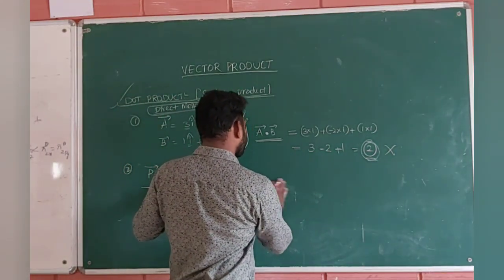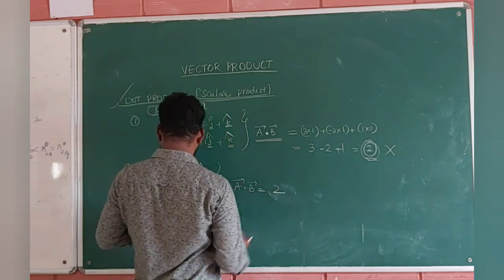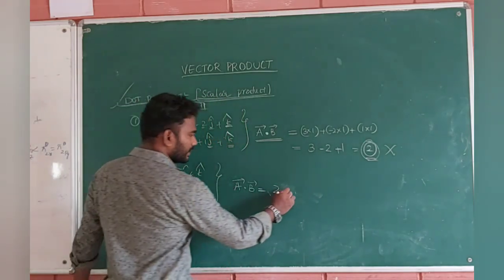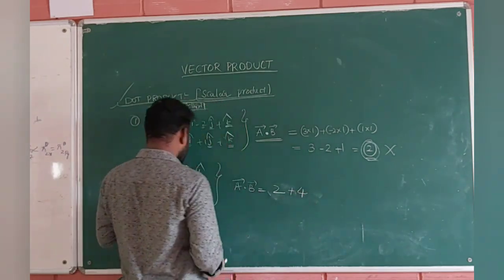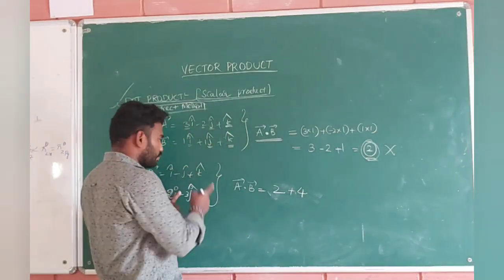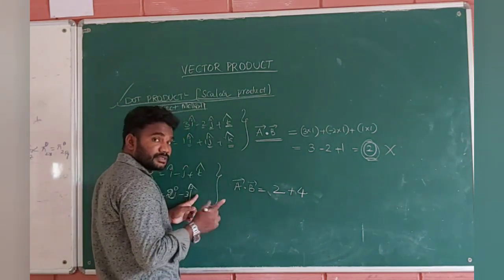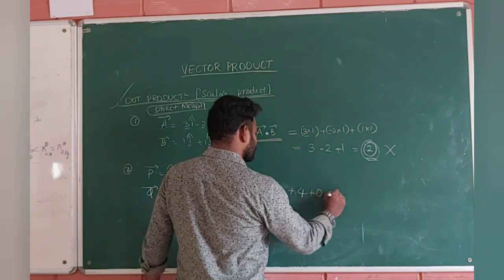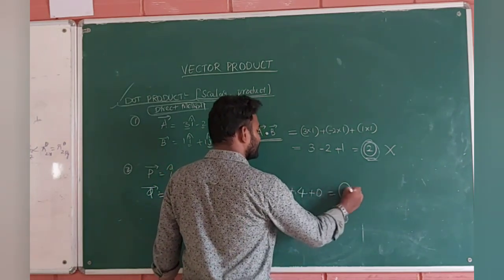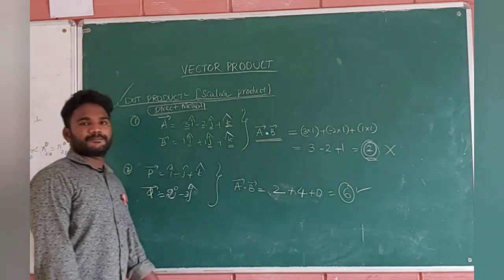So you can write directly, no problem. 1 into 2, that is 2, plus minus 1 into minus 3, plus 3. Here k cap, how much? 1. Here k cap, how much? There is no k cap, 0. So 1 into 0 is 0 only, plus 0. So what is the final answer? 5 is the dot product here.